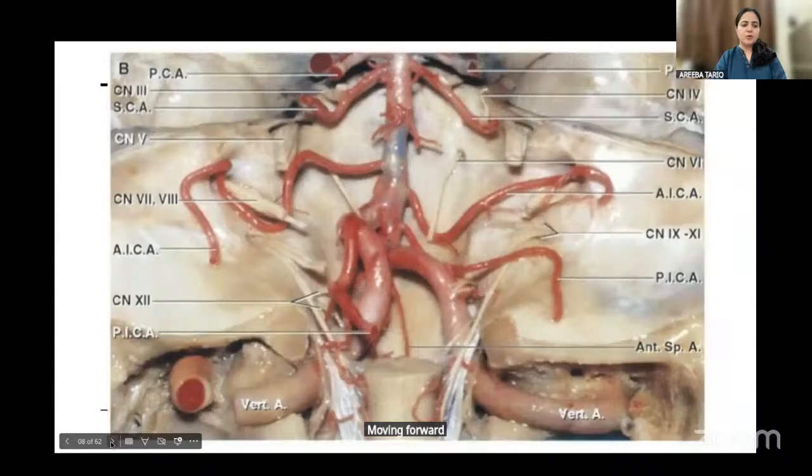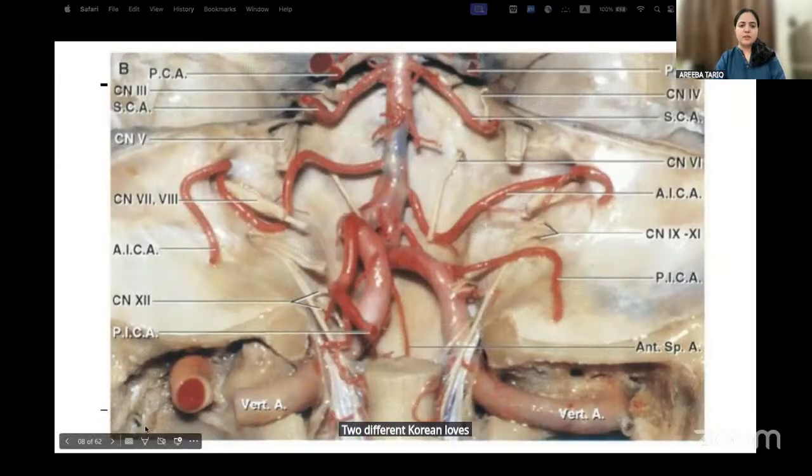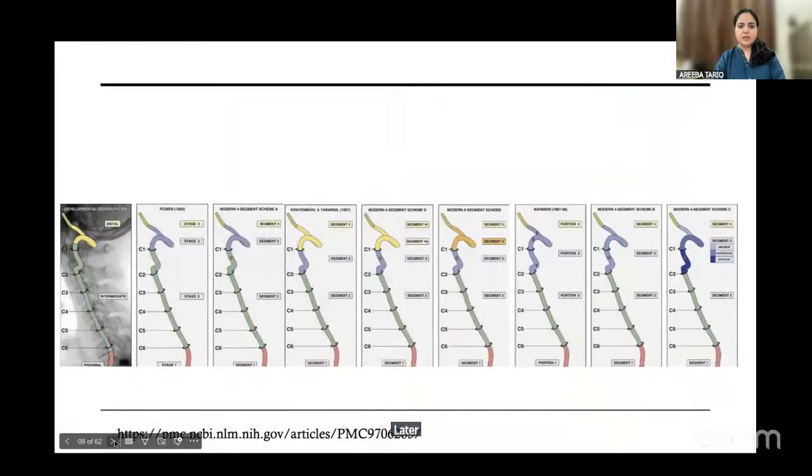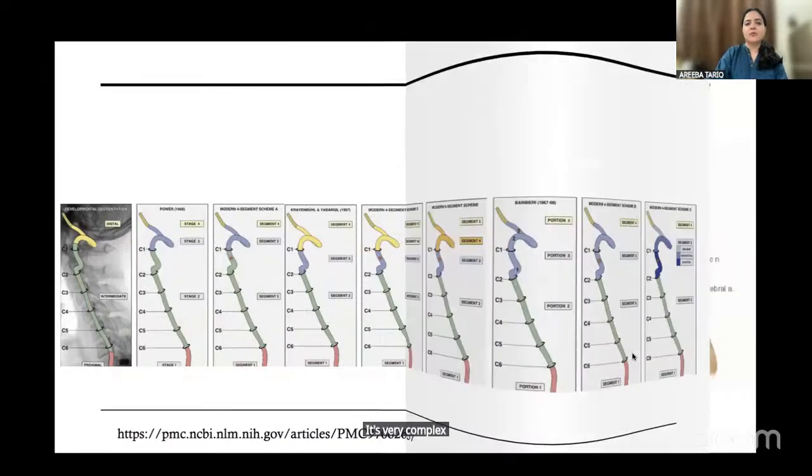Moving forward, all of the cerebellum and the brainstem structures have been removed to show how it is related to different cranial nerves. We are going to go through this later one by one. So you should not get confused by this slide. This just shows how many ways we can actually divide vertebral arteries into different segments. It's very complex. There's no point in going through everything.